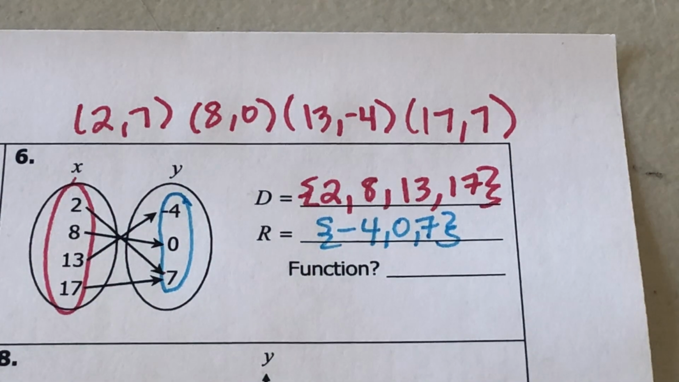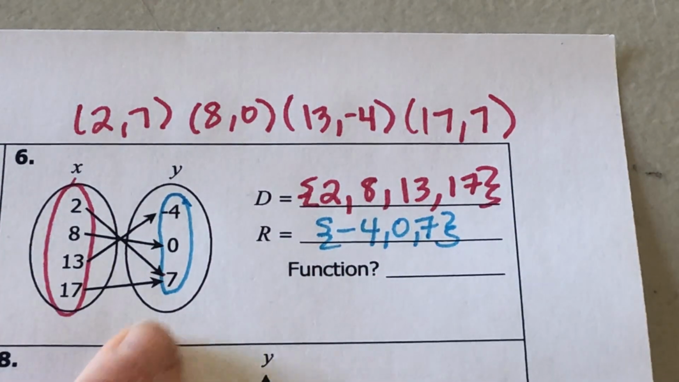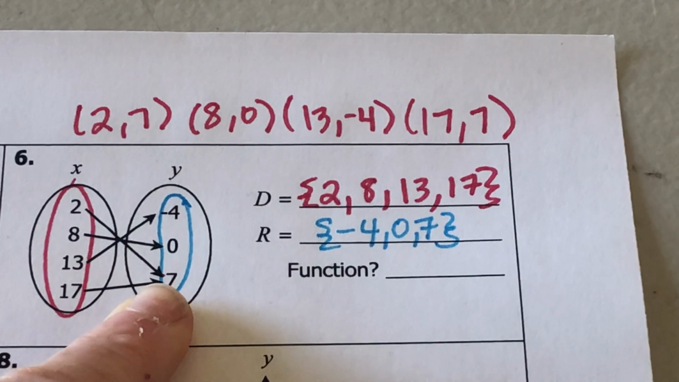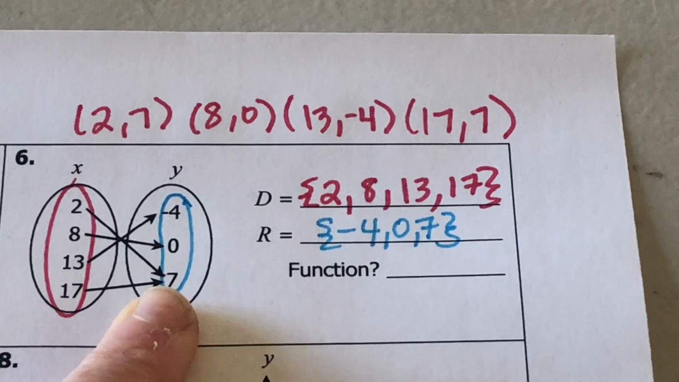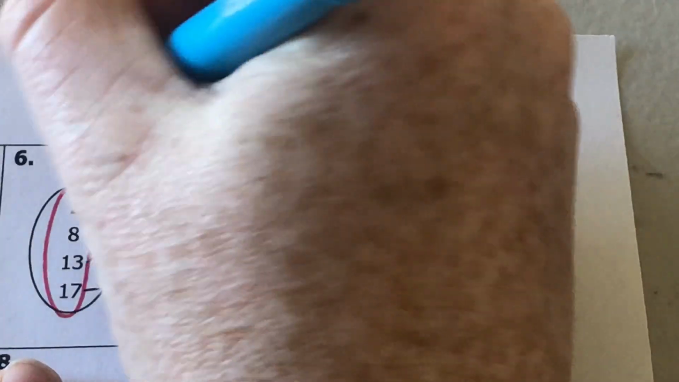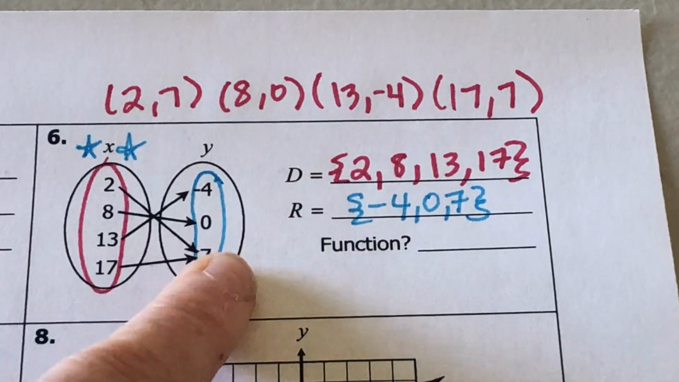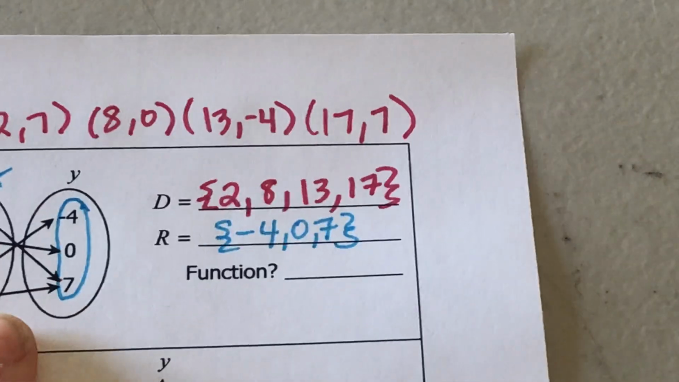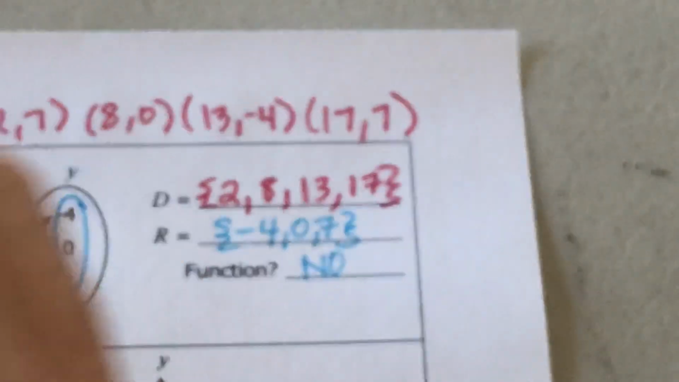Okay. Now, is this a function? So, if we look at the x's, none of them are repeating. Even though y has 2 arrows going to 7, that's not what we care about. We want the x's to not repeat. And they only have 1 arrow going across for each one. So that's a no. Oh, sorry. That's a yes.